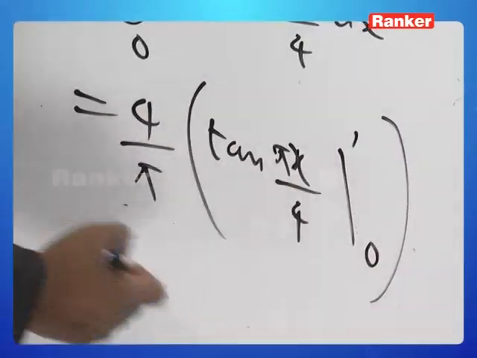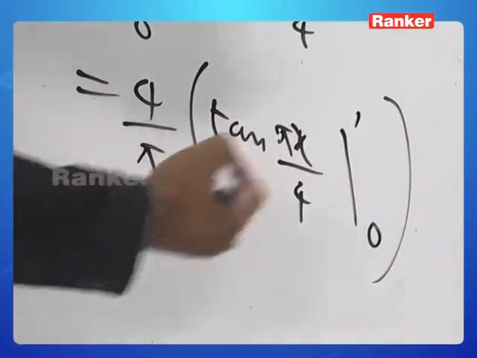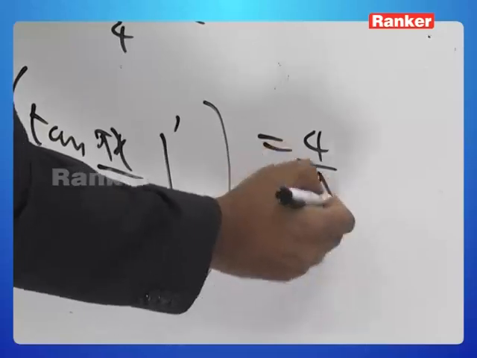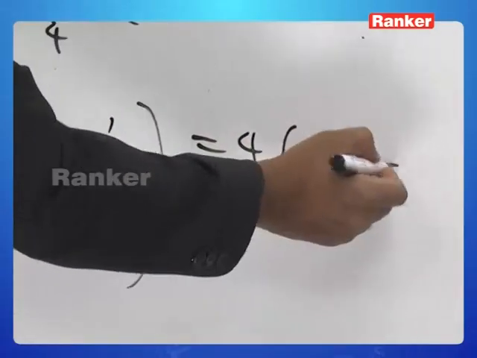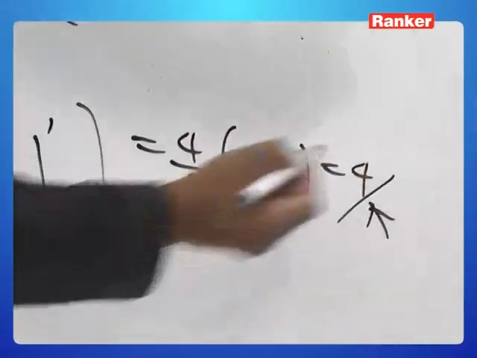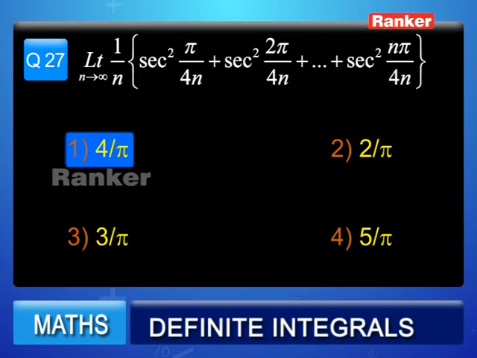So, what do we have? We get tan pi by 4 as the upper limit, that is 1. So, 4 by pi into 1 minus 0, that makes it 4 by pi. Therefore, the answer is option 1.